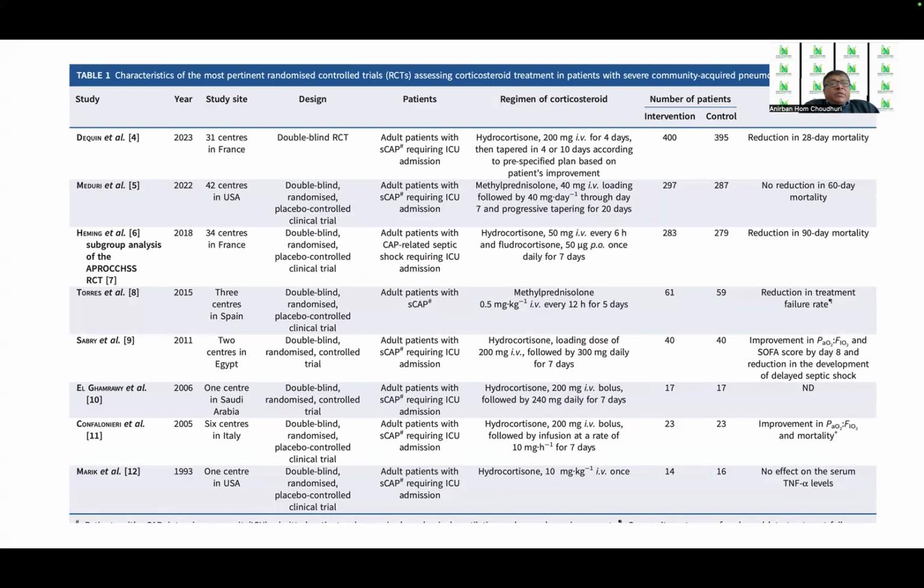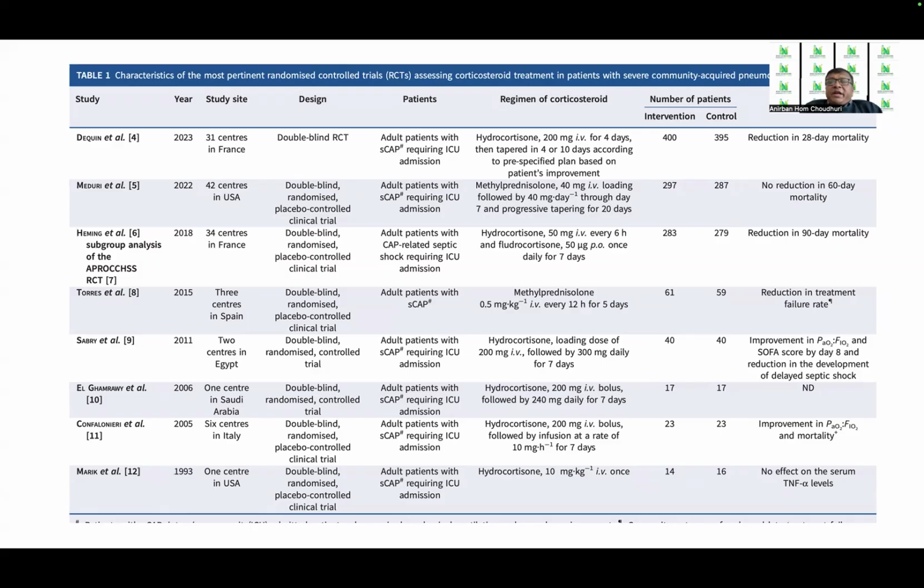Now, let us look into some of the major pertinent randomized controlled trials which assessed corticosteroid treatment in patients with severe community-acquired pneumonia. In 2023, it was DeQueen. In Meduri 2022, 31 centers in France, 42 centers in the US. Then there was the Hemming, the Approaches RCT, the Torres, which was a very famous study done in 3 centers in Spain, the Sabri, the Confalonieri in 2005, one of the early trials, and the earliest was by Marik et al. at one center in 1993.